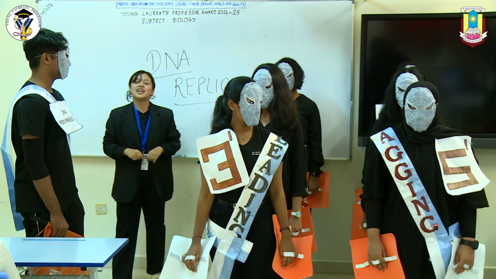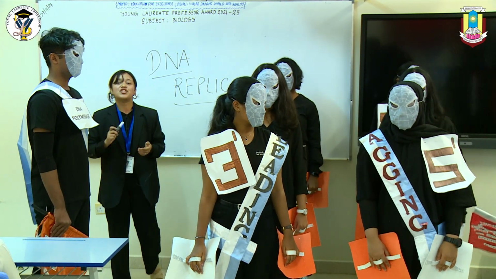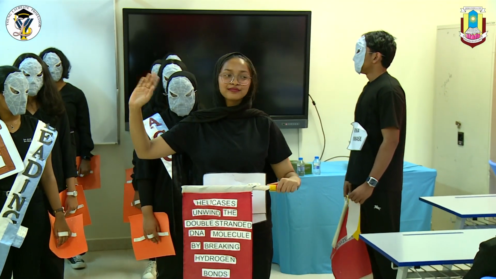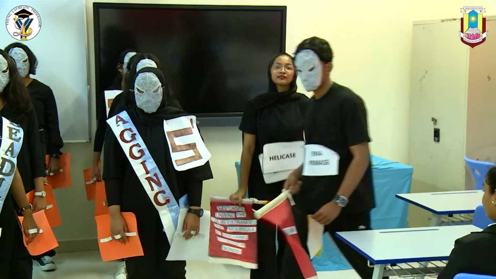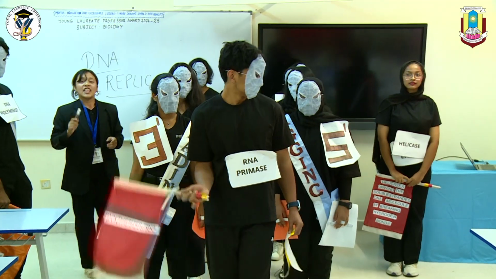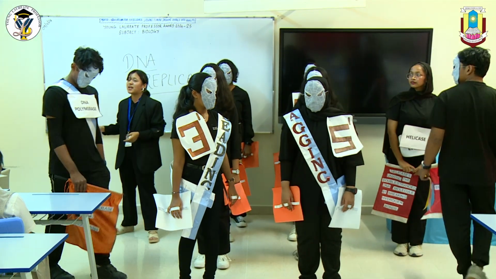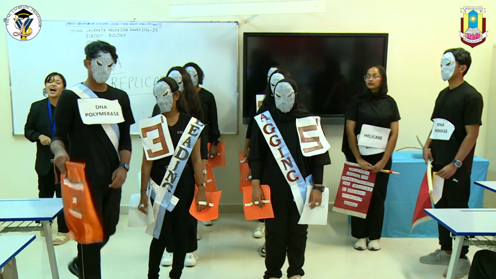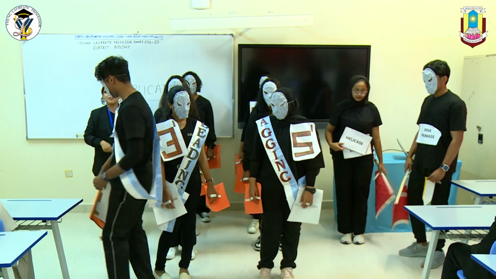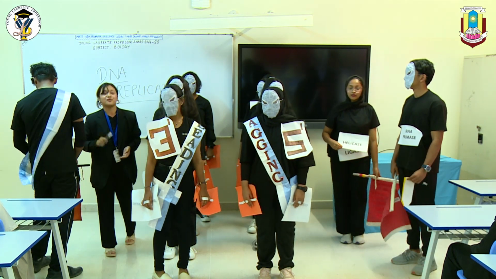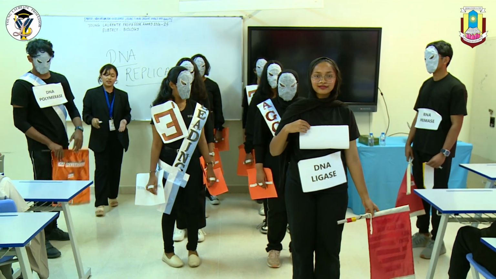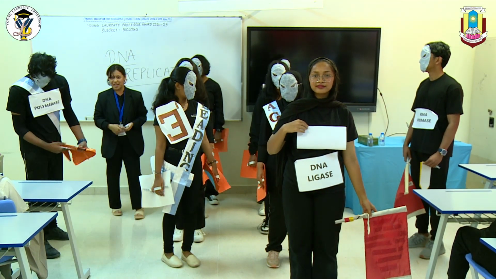First up we have DNA helicase, which helps in the unwinding of the double helical structure. Next up we have RNA primase, which synthesizes short strands of RNA called RNA primer. Third, we have DNA dependent DNA polymerase, which adds nucleotides to the template strand. Next, we have DNA ligase, which seals the gap between the Okazaki fragments on the lagging strand, helping to create the new strand of DNA.